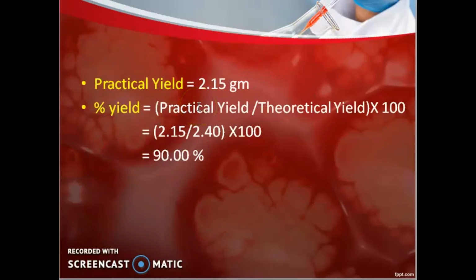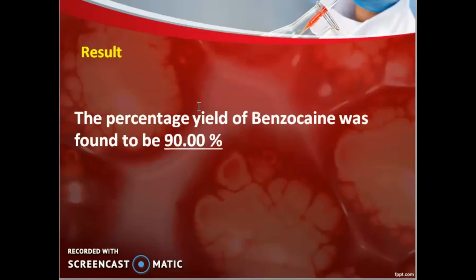Our practical yield is 2.15 gram. On the basis of theoretical yield and practical yield, we calculate the percentage yield. Percentage yield is calculated as practical yield divided by theoretical yield into 100. So our practical yield is 2.15 divided by 2.40, our theoretical yield, into 100. So we get our percentage yield, that is 90%. The result of this synthesis is that the percentage yield of benzocaine was found to be 90%.